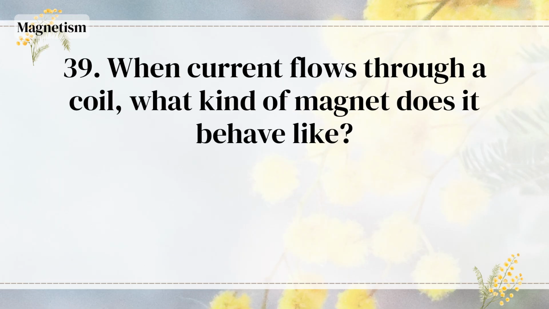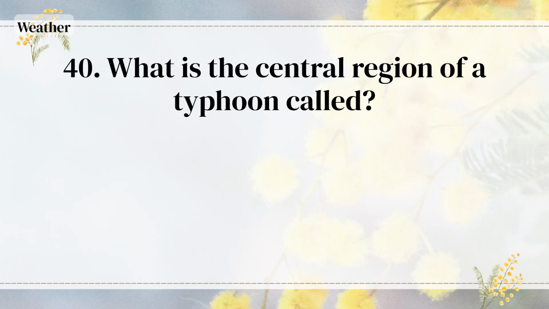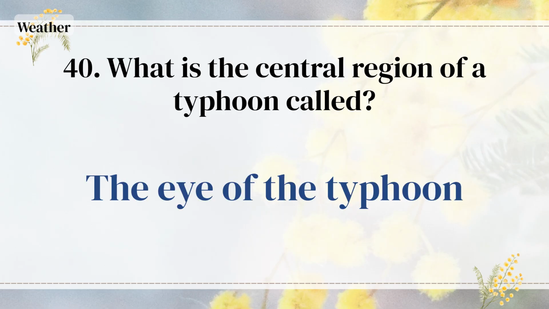What is the largest planet in the solar system? Jupiter. When current flows through a coil, what kind of magnet does it behave like? A bar magnet. What is the central region of a typhoon called? The eye of the typhoon.